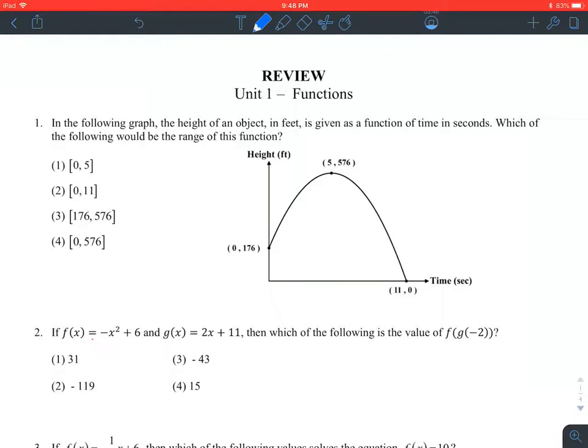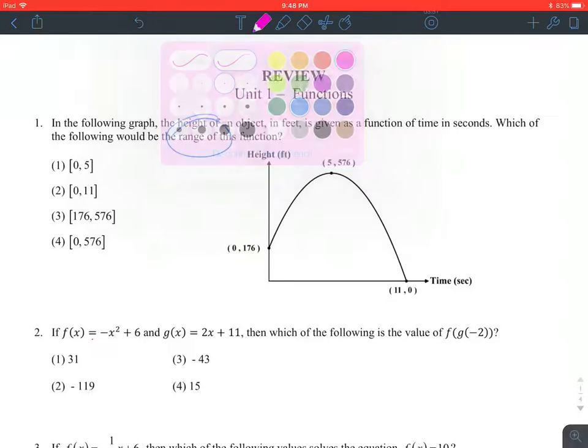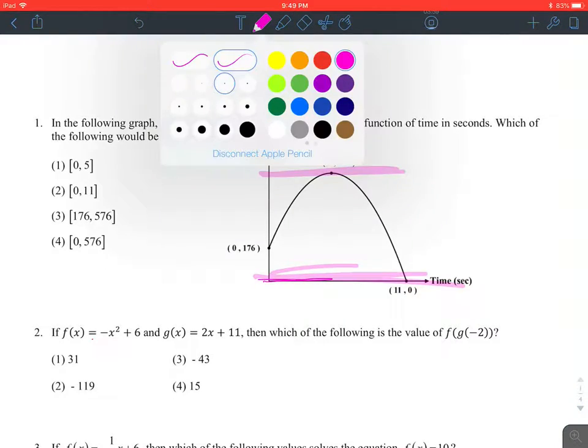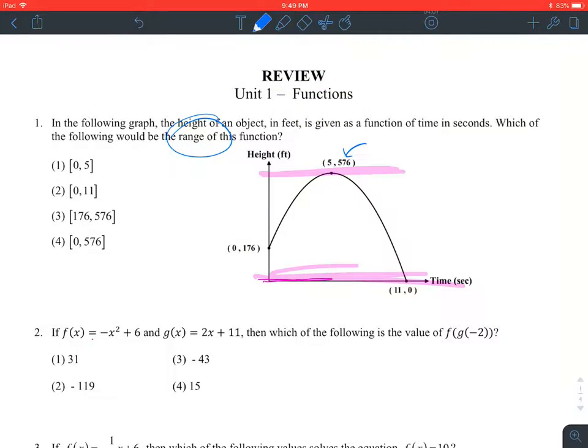In this first problem, we're being asked to identify the range of the function. The range is going to be our minimum y value and our maximum y value. So we are looking here. It's going to be our maximum, and this is going to be our minimum. Right? So our range is going to be the bottom, then the top. We've identified that minimum and that maximum.